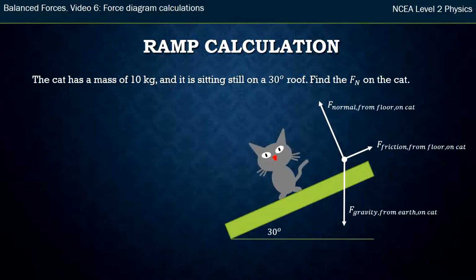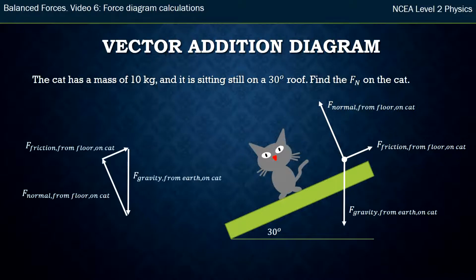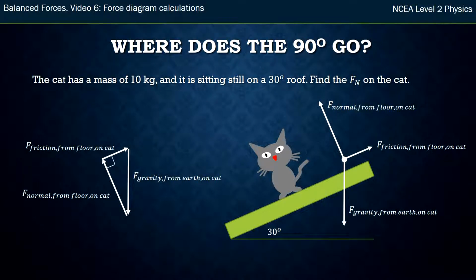Okay, so now we've got a cat which is sitting still on a 30-degree roof. Find the normal force on the cat. The first thing we need to do, after we've drawn our force diagram, is draw our vector addition diagram. Then we set up a triangle and we need to identify all the angles in this. So where does the 90 degrees go? Well, it goes between the normal force and the friction force, because the normal force is always normal, 90 degrees to the surface, and the friction is always parallel to the surface. So friction and normal force are 90 degrees to each other.